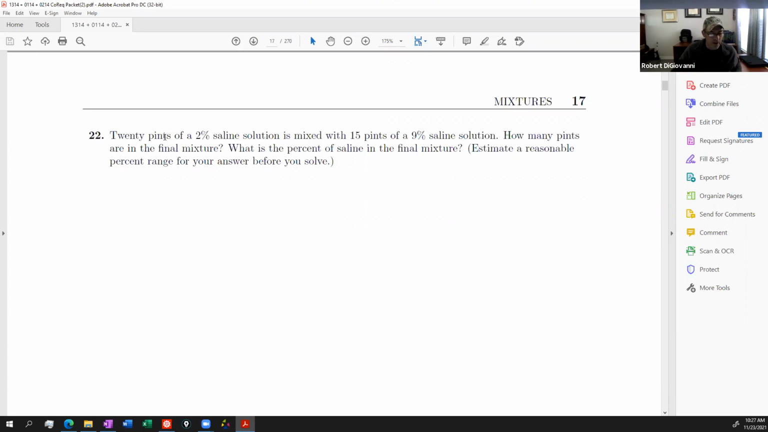This is the same idea, but this is using saline, which is like salt water kind of. You have 20 pints of a 2% saline solution mixture is mixed with 15 pints of 9%. How many pints are in the final mixture? What is the percentage of saline in the final? All right, I'm going to let you work through. I'm going to give you some time. I want to see if y'all can get to an answer, and then we'll do a little poll to see if people feel like they got it.